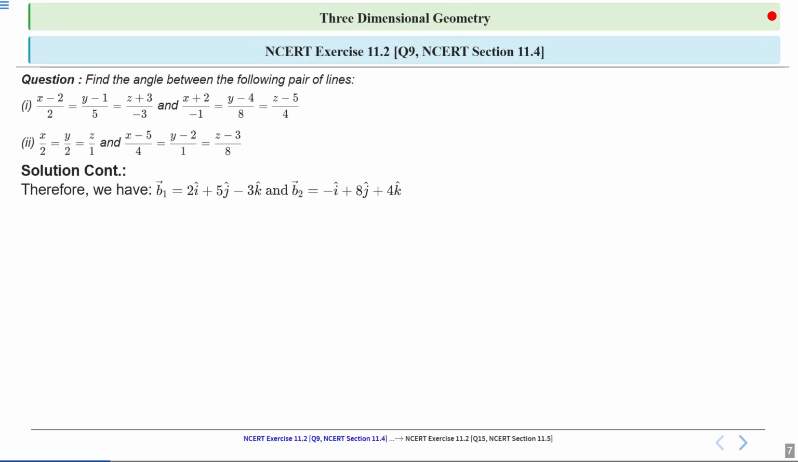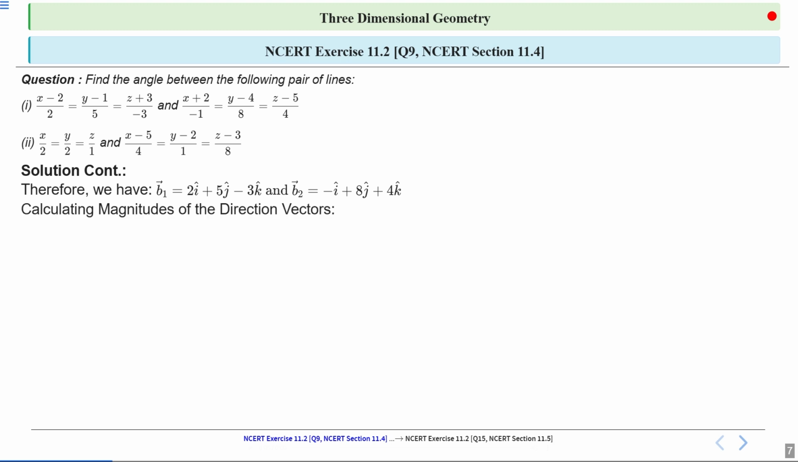Got it. So therefore we have direction vectors. The b1 vector is 2i cap plus 5j cap minus 3k cap, and the b2 vector is negative i cap plus 8j cap plus 4k cap, right?